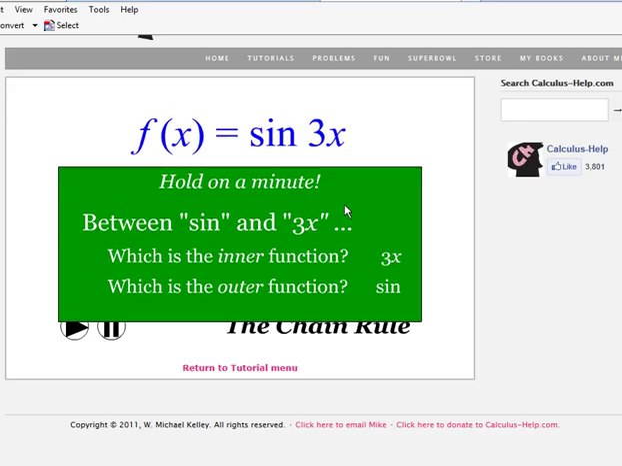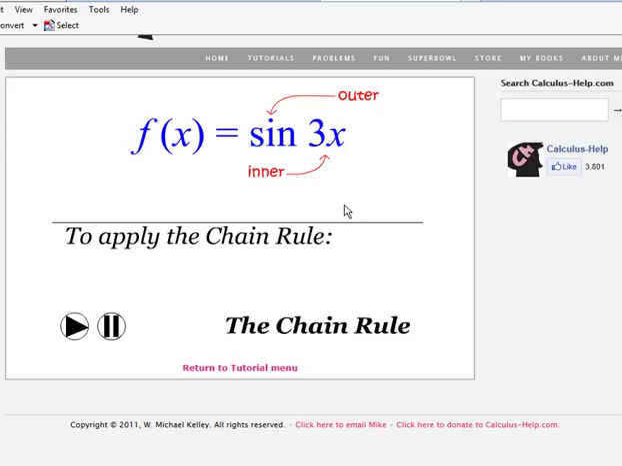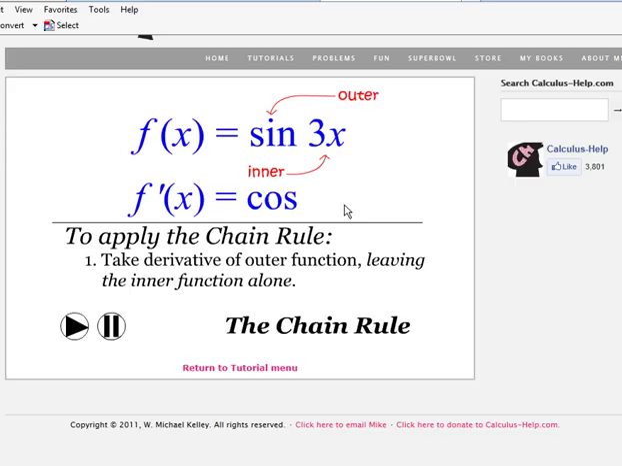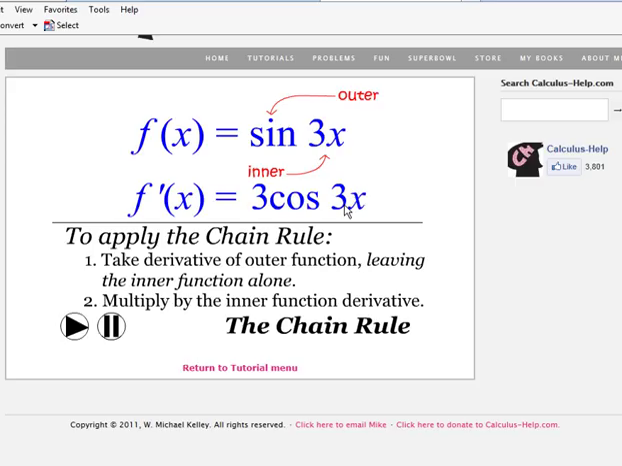So now it's time to take the derivative. The chain rule tells me that when I find a derivative, I start with the outer function, and I derive it. So the derivative of sine is cosine, but here's the trick. I leave that inner function alone. So far, my answer is cosine of 3x. But now that I'm finished with the outer function, I can finally take the derivative of the inner function, and the derivative of 3x is 3. So my final answer is the derivative, or f prime of x, is equal to 3 cosine of 3x.